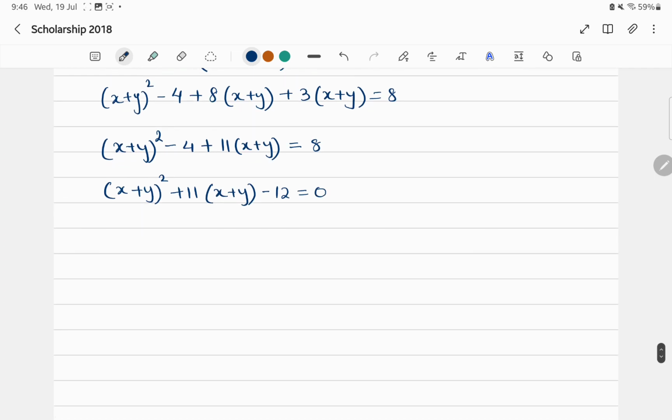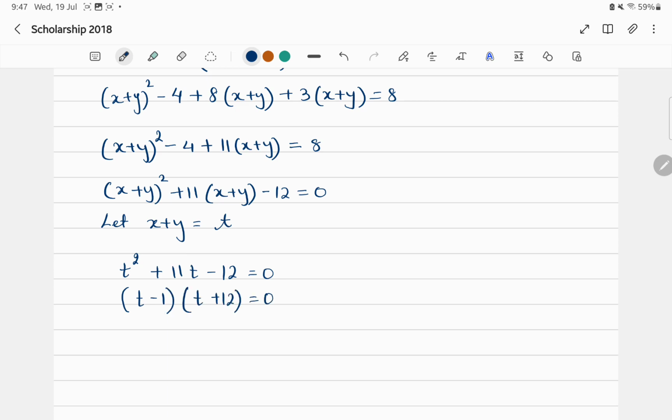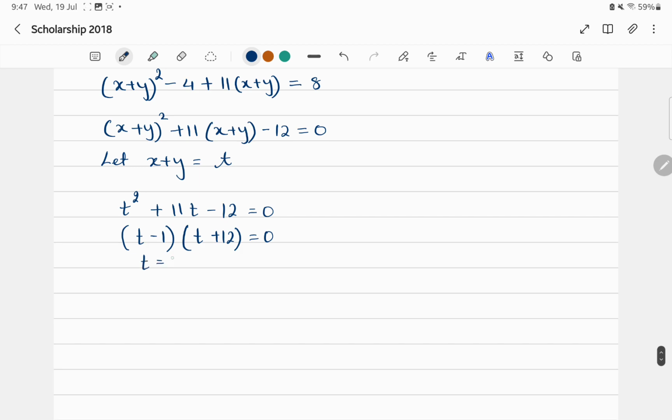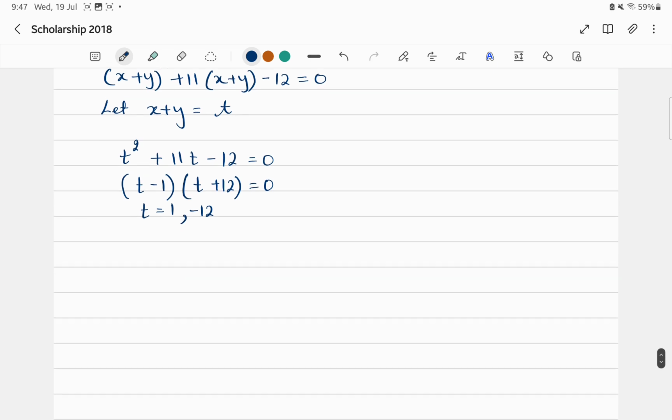And this is in the form of a quadratic, so let us suppose x plus y equals t. We have t squared plus 11t minus 12 equals 0. When we factorize this, it's going to be (t minus 1)(t plus 12) equals 0. So t can be 1 or minus 12. So now we have got two values of t. Now let's find the values of x and y.